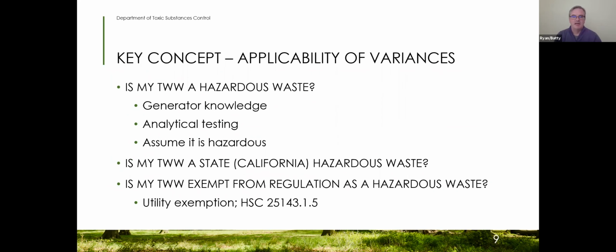Okay, so we got a lot of just general questions about the applicability of variances, so I wanted to address those. A lot of questions were about what types of treated wood are hazardous. The regulatory structure in California is that the generator is responsible for making a hazardous waste determination. There are various different ways that you can do that. One is by applying generator knowledge. Another option is to perform analytical testing to establish whether it's hazardous.